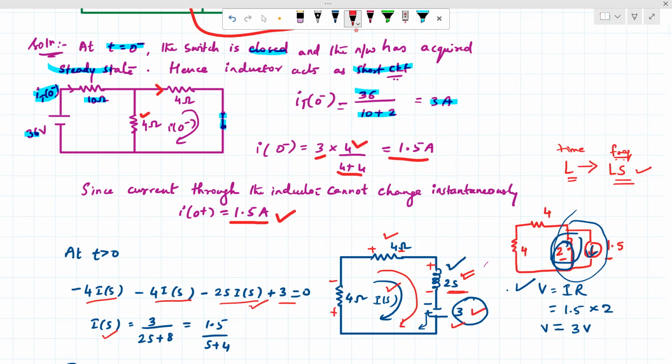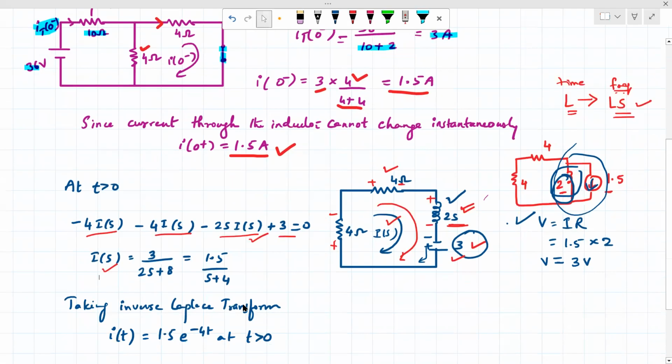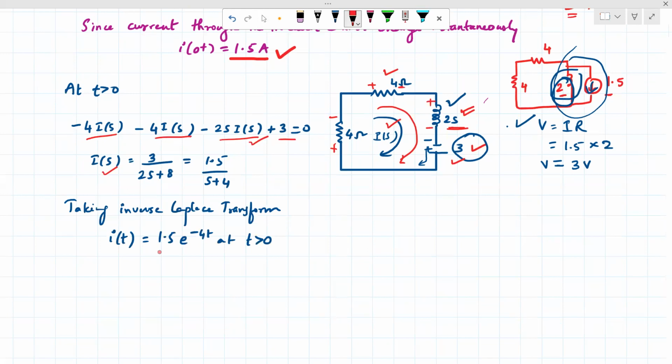From this I get the value of I of s as 3 divided by 2s plus 8. Here, if I take 2 common, it will be 3 by 2, which is 1.5, and the remaining is s plus 4, which I have written here.